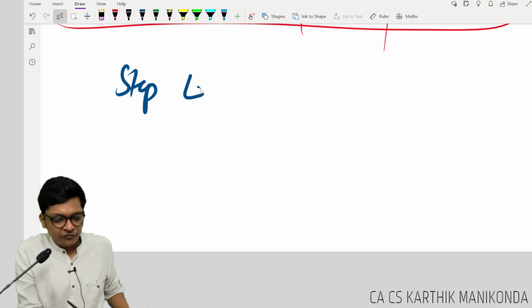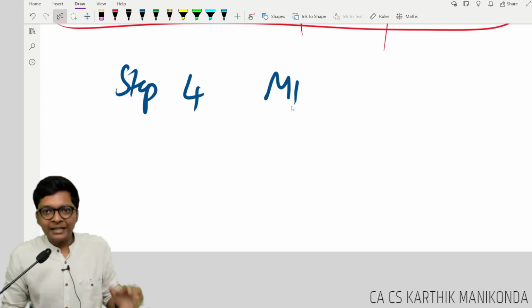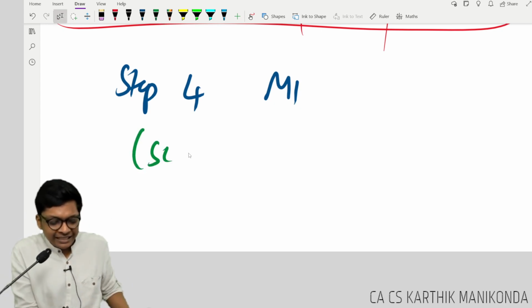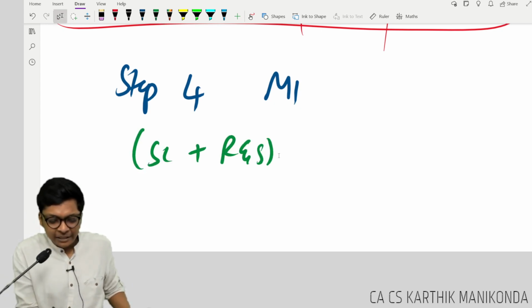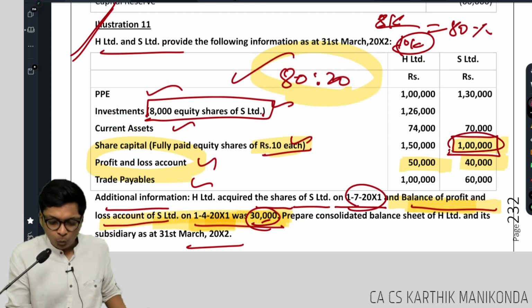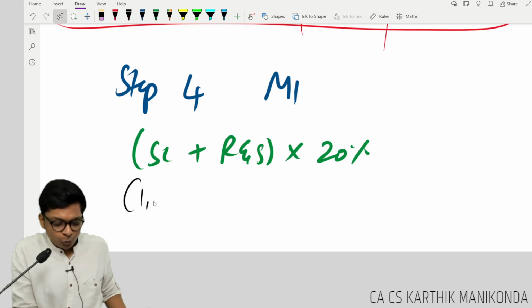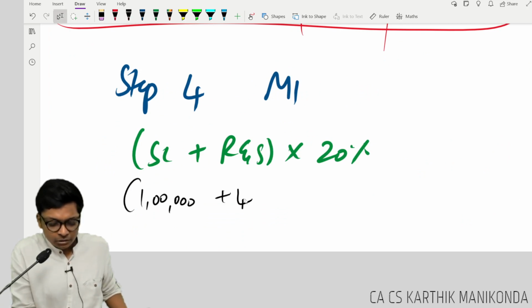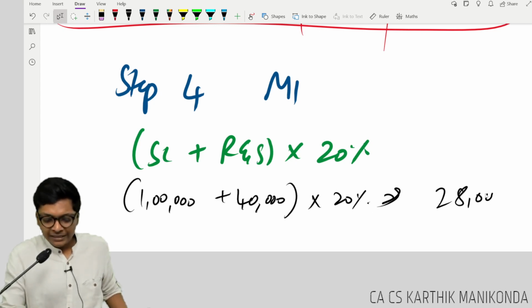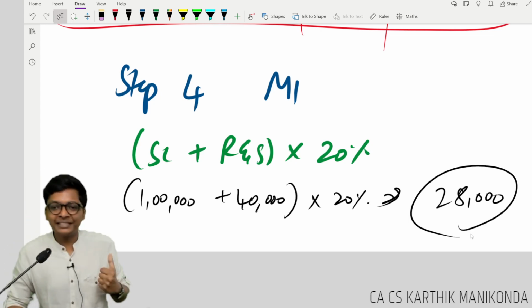Step 4. Computation of minority interest. You compute in the way you know. What is minority interest? Share capital plus reserves and surplus into 20%. Correct? What is share capital in the question? 1 lakh. What is reserves and surplus? 40,000. Correct? So 1 lakh plus 40,000 into 20%. How much? 28,000. Are you following?